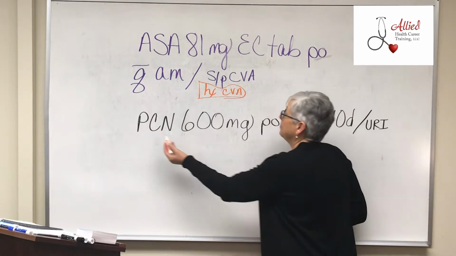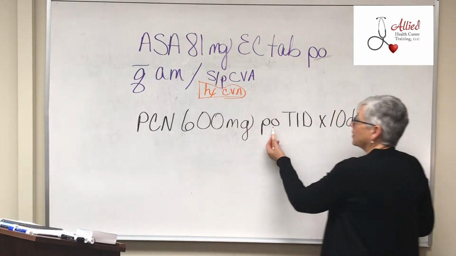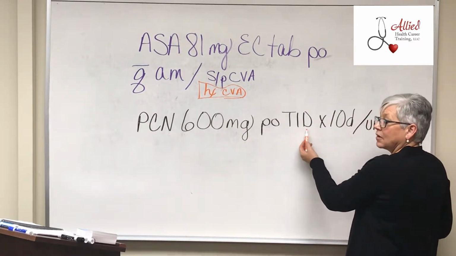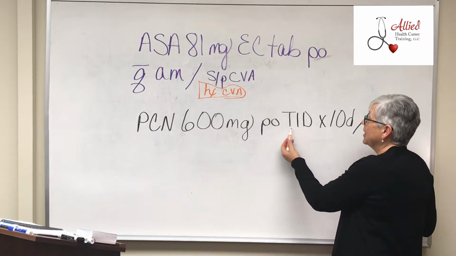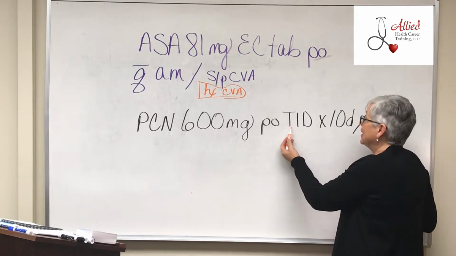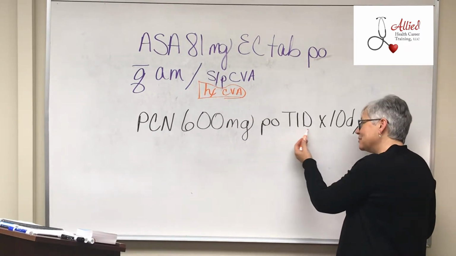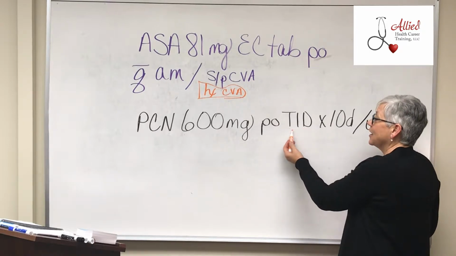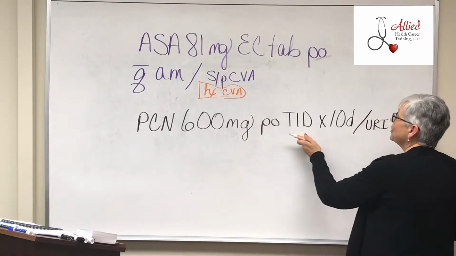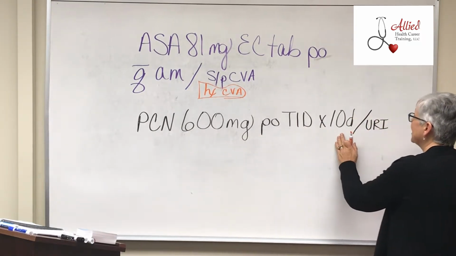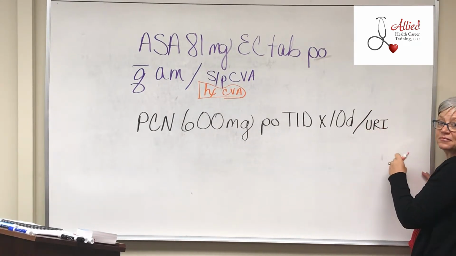PCN, penicillin. Penicillin, 600 milligrams by mouth. TID, what's TID? QD is every day. BID, bicycle, 2 wheels, twice a day. Tricycle, 3 wheels, 3 times a day. Trice in day. So, 600 milligrams of penicillin by mouth 3 times a day for 10 days, and then here's the reason why. Upper respiratory infection.